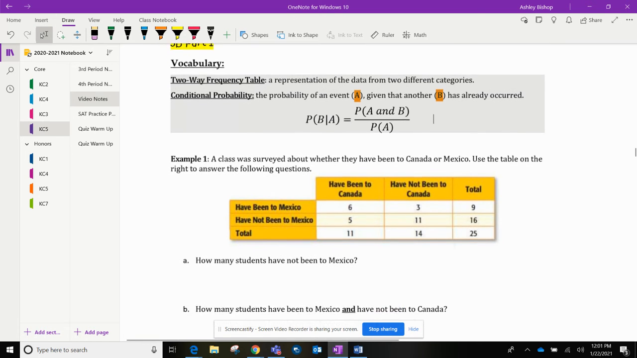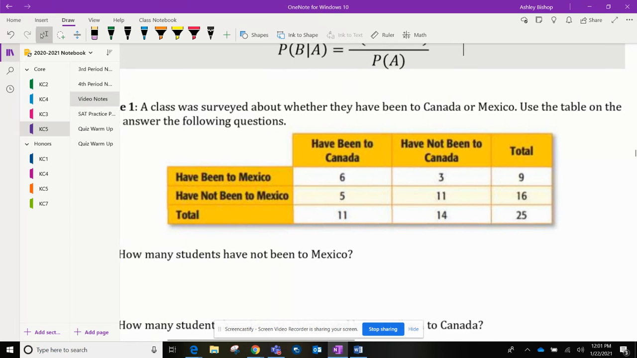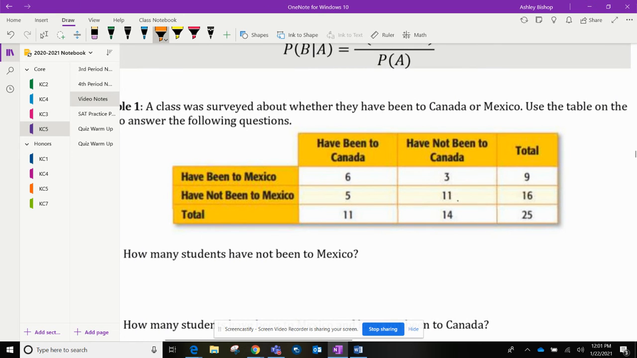But anyway, the way to read this table, I just want to point out a couple things. When we are talking about the grand total, or the big total number of people that are being surveyed, that's always going to be in the bottom right-hand corner. There are 25 people that I surveyed to see if they have been to Mexico or Canada, yes or no. So the big total number of people here is 25.